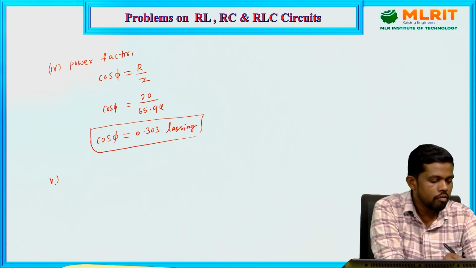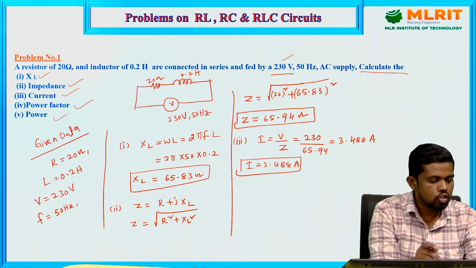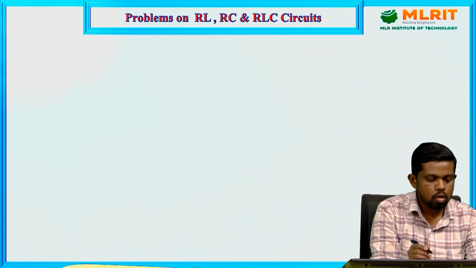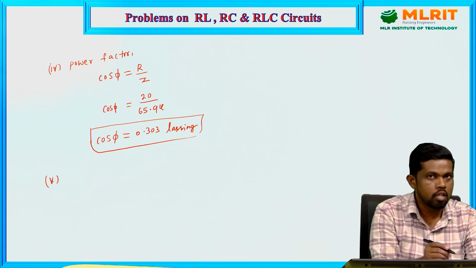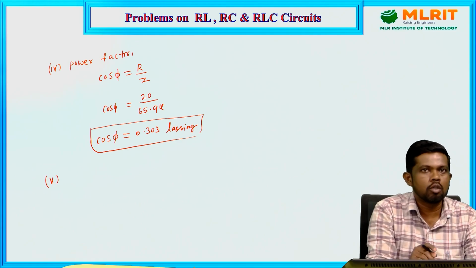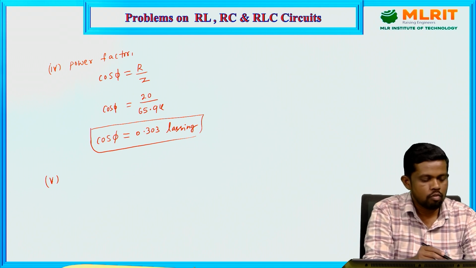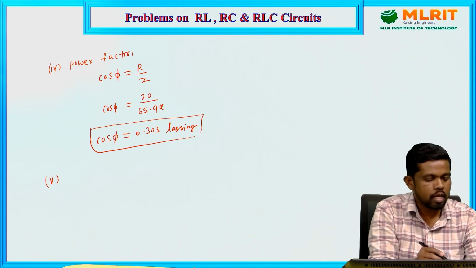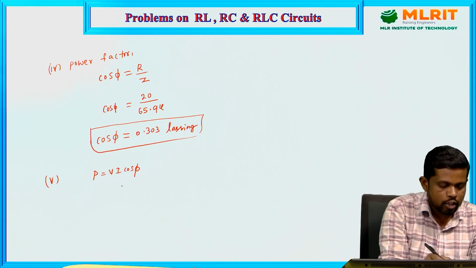Next, question number 5 is the power consumed by the network. The power consumed by the network is due to the resistance only, because there is no average power taken by a pure inductive circuit. When resistance is added to the inductance of any circuit or coil, active power consumption takes place. So the active power consumed by the RL series circuit is P equals VI cos phi. It is active power only.